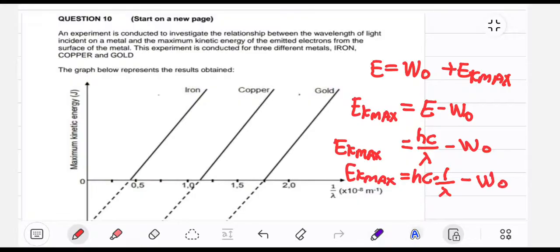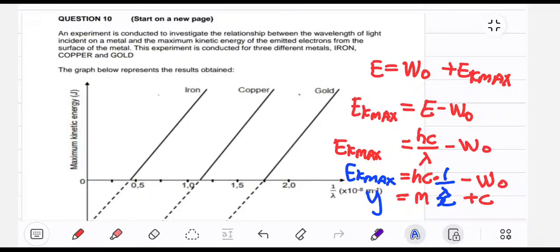Now that I'm aware that this is my X, this is my Y, the way I wanted them, I now check my graph. My graphs are giving straight lines. A straight line is a linear function, and a linear function has this format of y equals mx plus c. So y is EK max, and x is 1 over lambda.